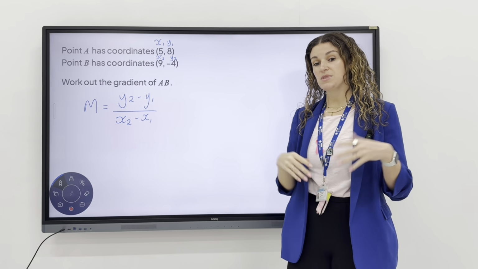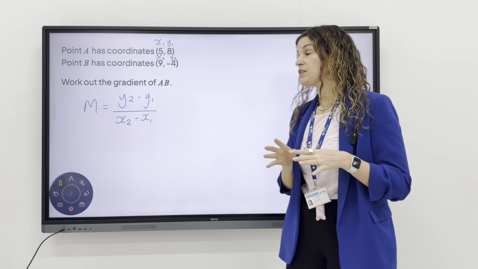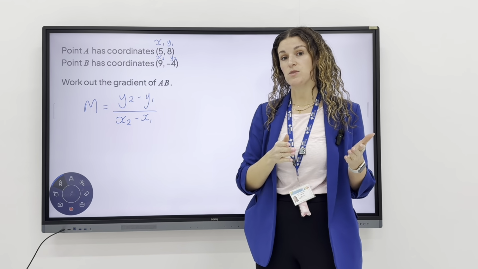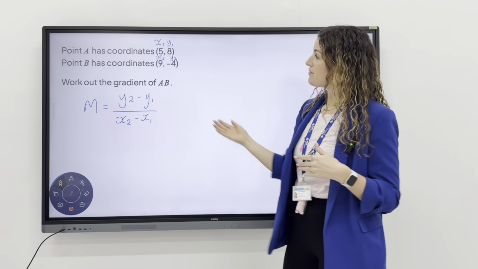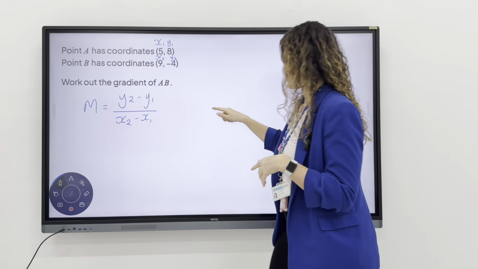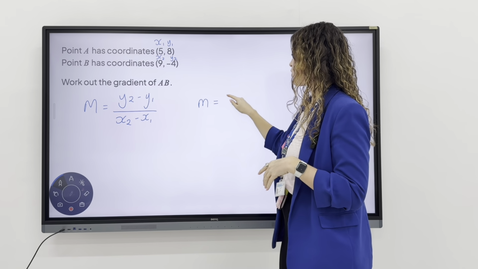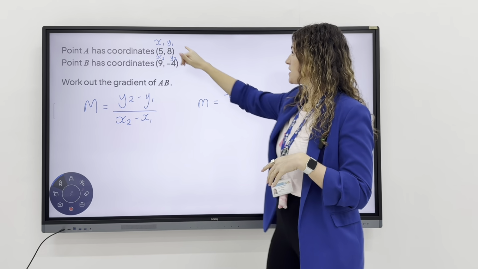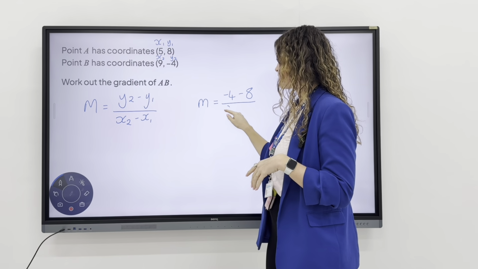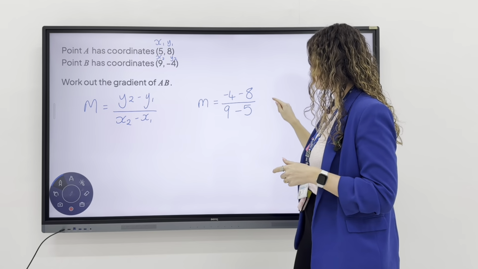Now, lots of times I get asked, does it matter which way round you do this? No, it doesn't. The only thing that matters is that your x2 is with your y2, okay, and your x1 with your y1. And then we just have a substitution process to go through. So for this question, let me come over here where I've got some space. So m is equal, we have -4 for y2, we are subtracting 8, and we are dividing by 9, subtract 5. Okay, so let's simplify this.